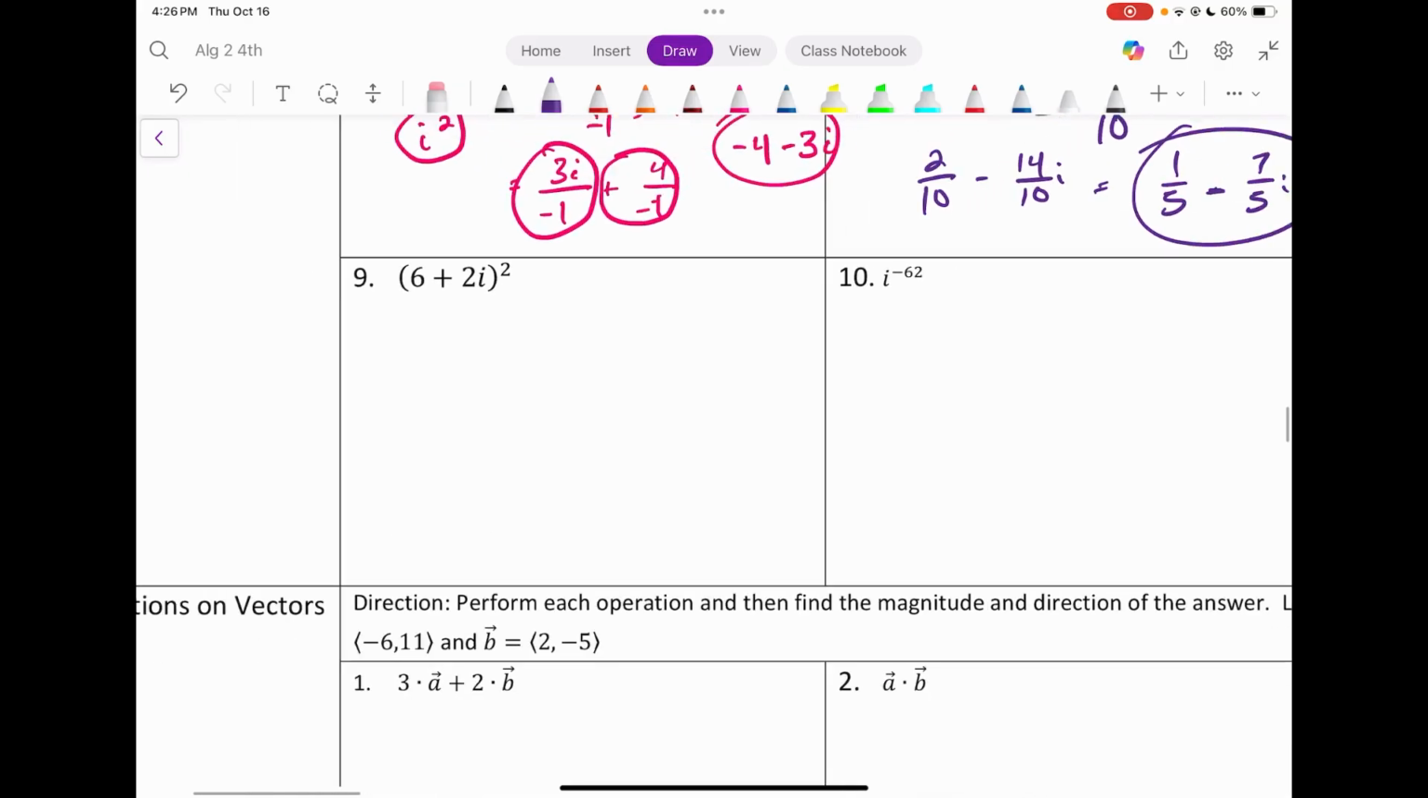Okay, last problem. Again, I'm not going to work this all the way out, but just remember, anytime there's a plus or a minus sign, if you're squaring it, you have to multiply everything times everything. You have to FOIL this out. So we're going to write it as 6 plus 2i times itself, multiply 6 times both of these, multiply 2i times both of these, and then just combine your like terms.